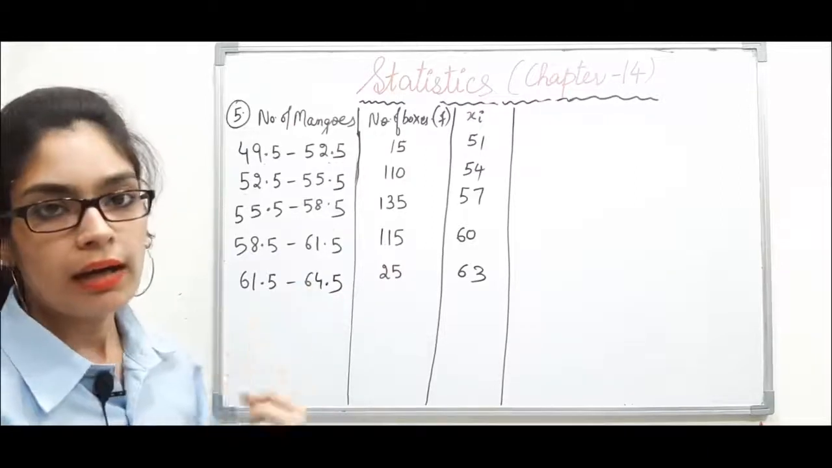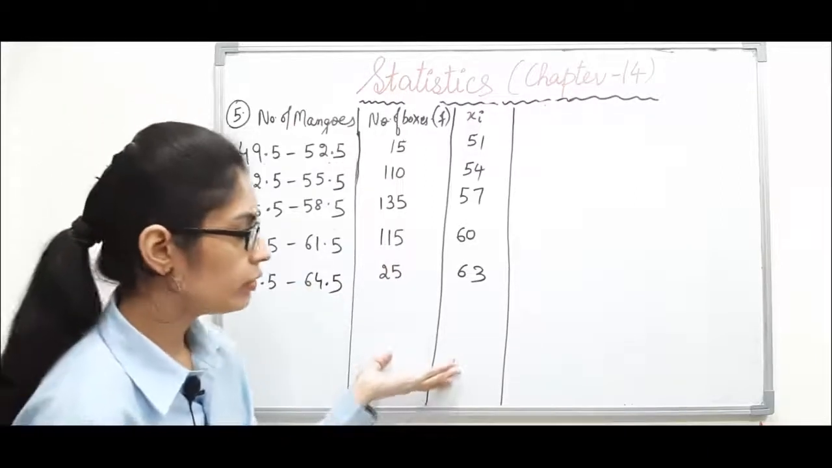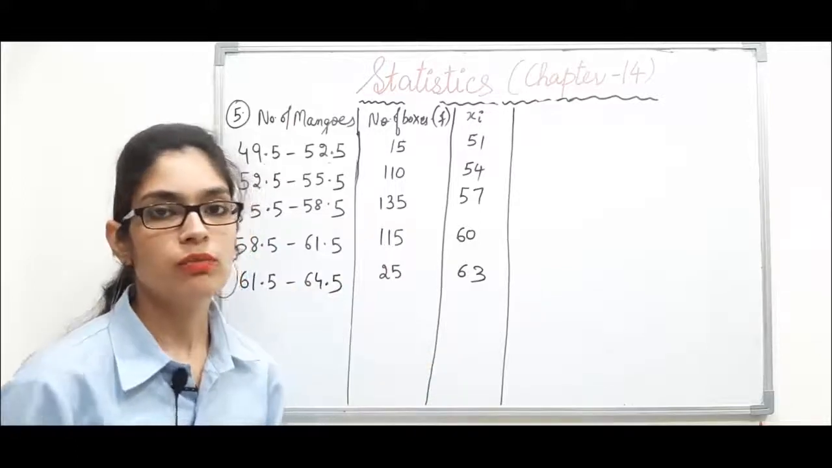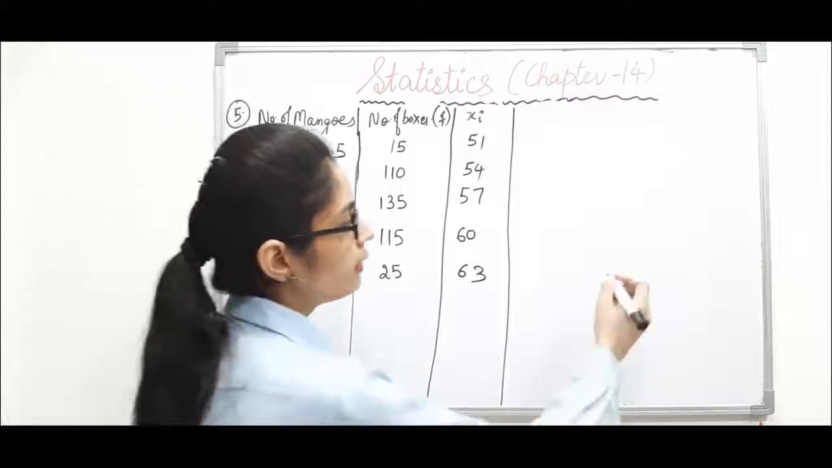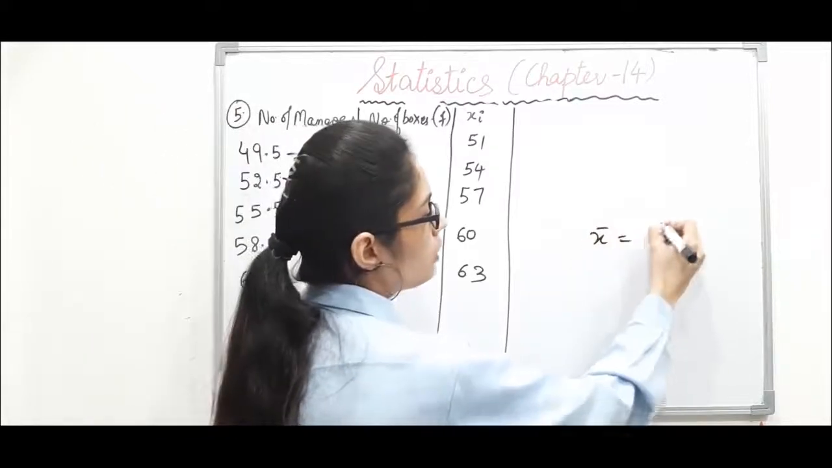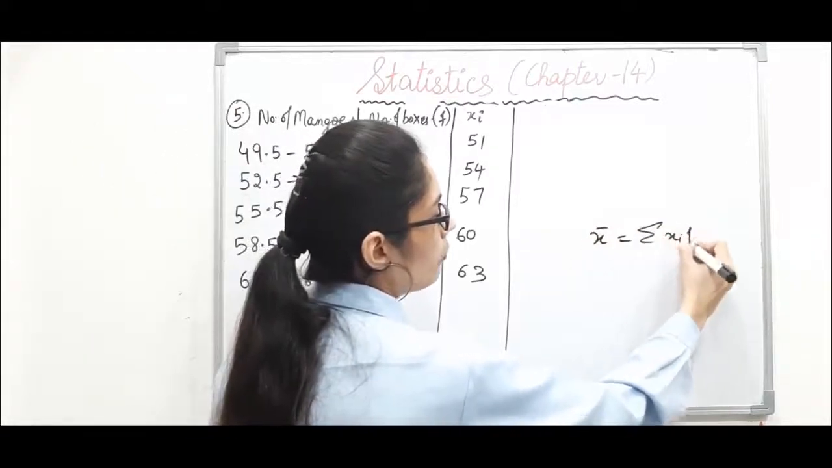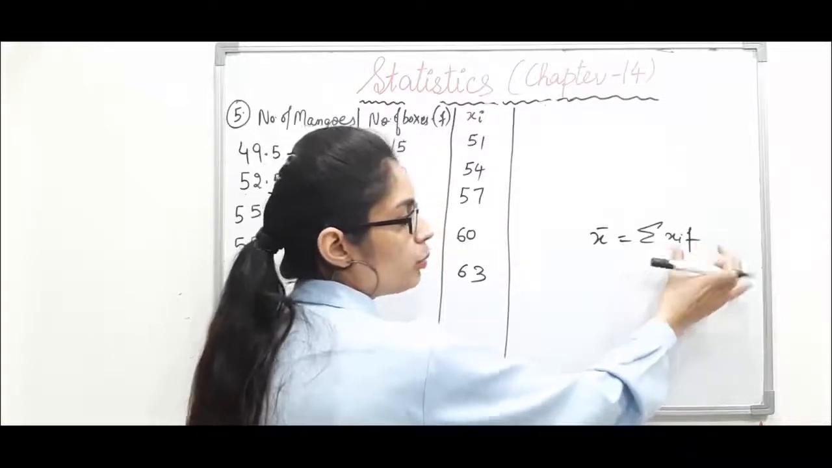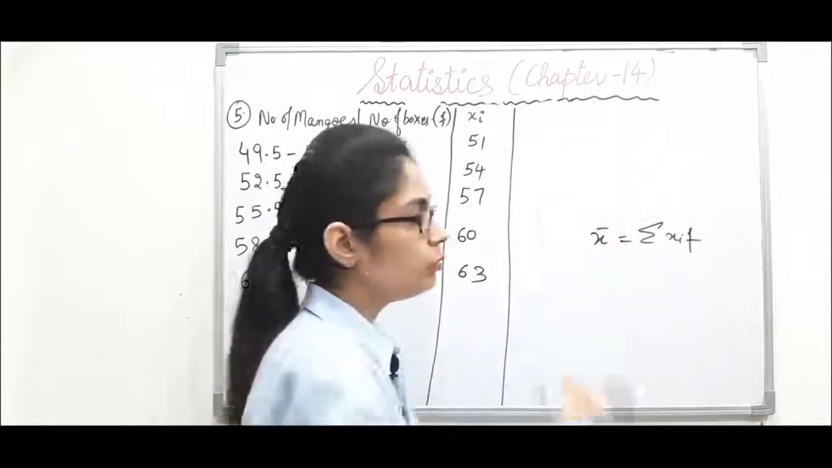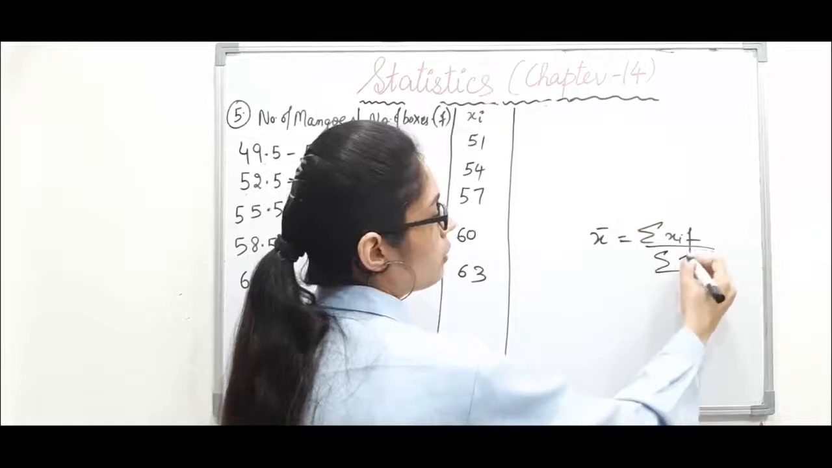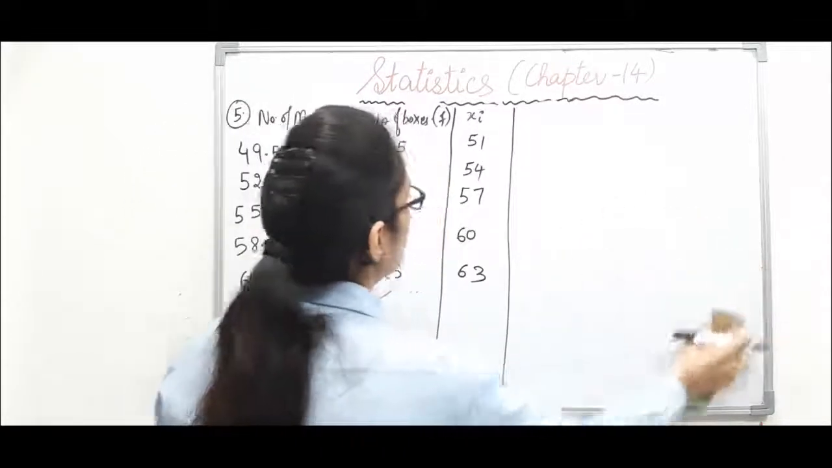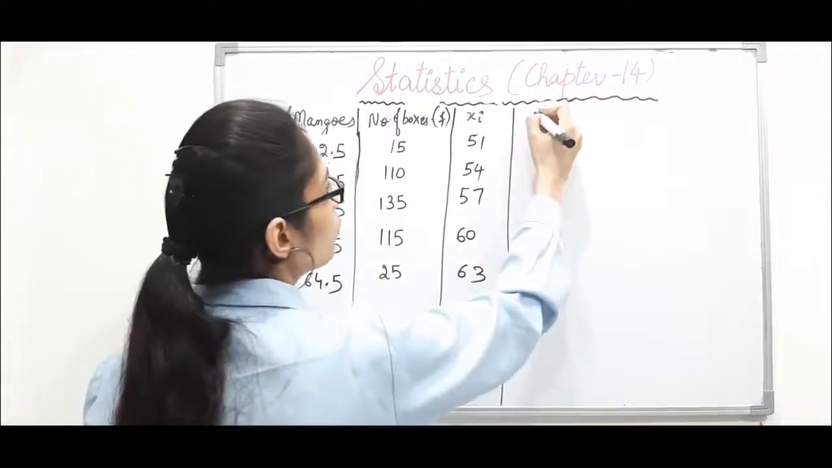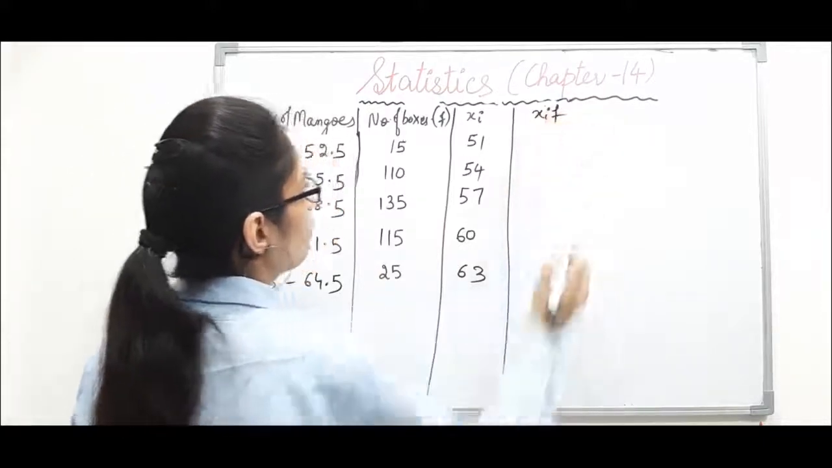Now as I told you, I will do this question by all the 3 methods. So first of all, let's do it with the direct method. The direct method I have already explained. Mean is equal to summation of xifi, which means xi should be multiplied by frequency and then we have to do its total, and then summation of frequency means total of frequency. So let's multiply all these terms. So here it will be xifi.